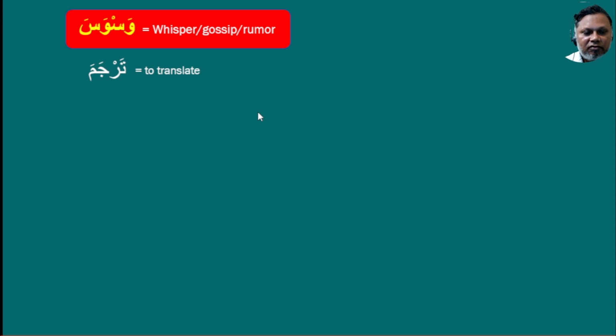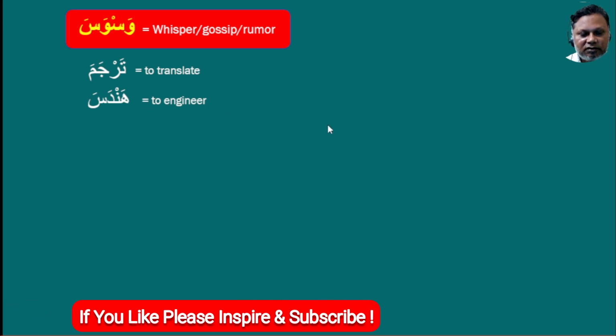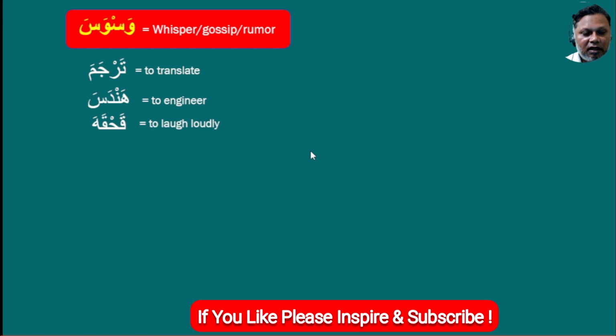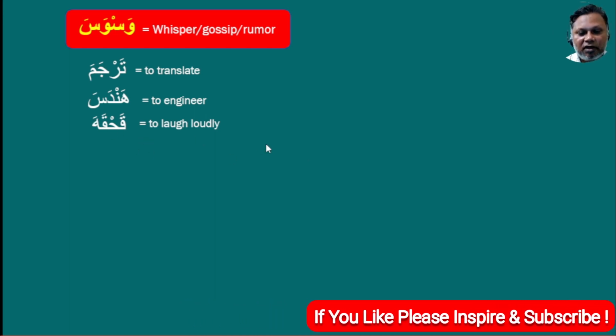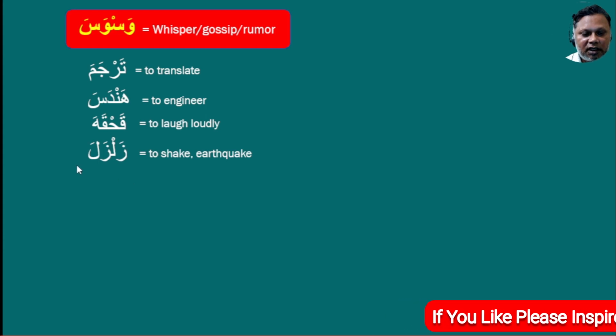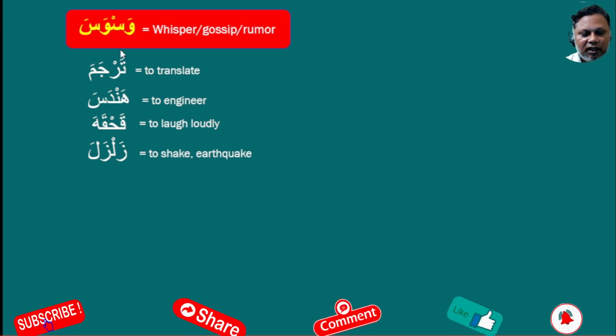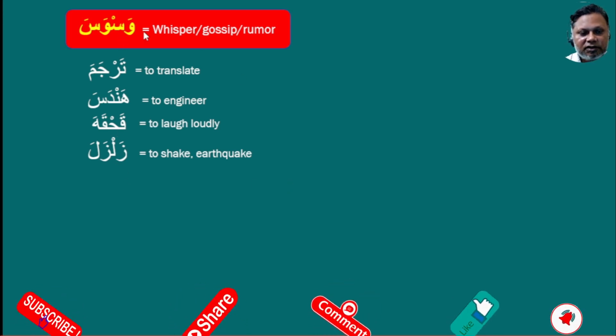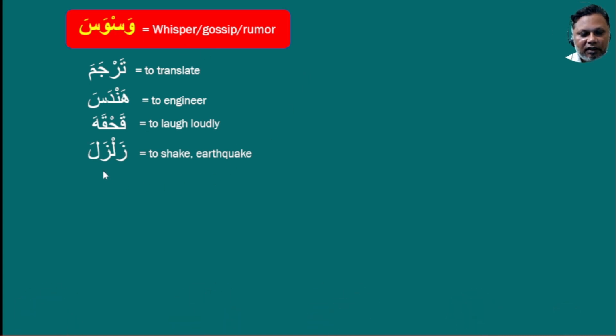Let's see some other 4-root letter verbs, like tarzama. Tarzama means to translate. And handasa means to engineer. From handasa we will get muhandis, engineer. This is the verb and muhandis is a noun. And also like kahkaha. Kahkaha means to laugh loudly. And zalzala means to shake, earthquake. This waswasa and zalzala you will find in the Quran. Waswasa you will get in Surah Nas, and zalzala you will get in Surah Zalzala, the earthquake.